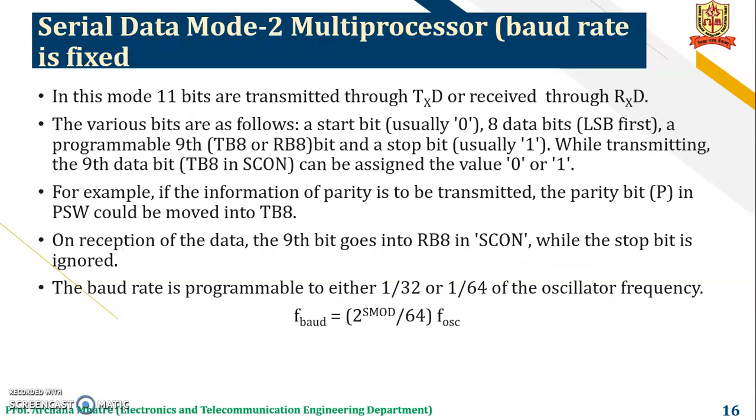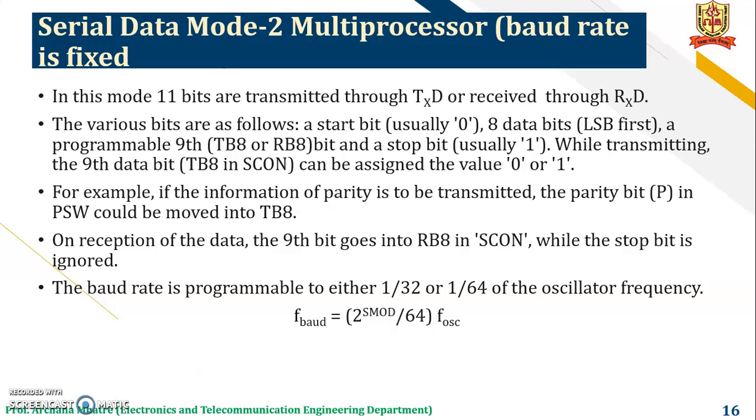Now next is mode 2, which is used for multiprocessor communication. The baud rate of this mode is fixed. In this mode, 11 bits are transmitted through TXD and received through the RxD pin. The various bits are as follows. First is a start bit, then 8-bit data, then a programmable 9th bit and one stop bit.